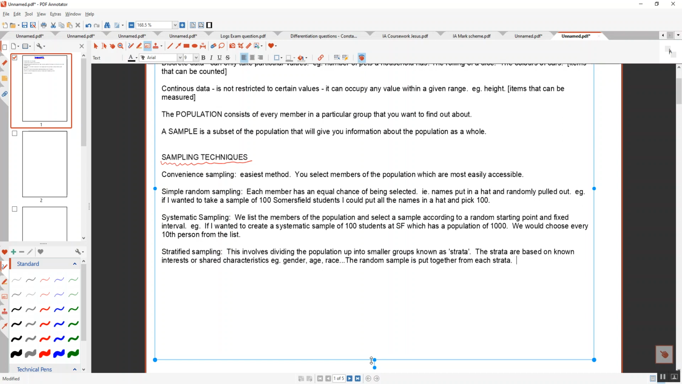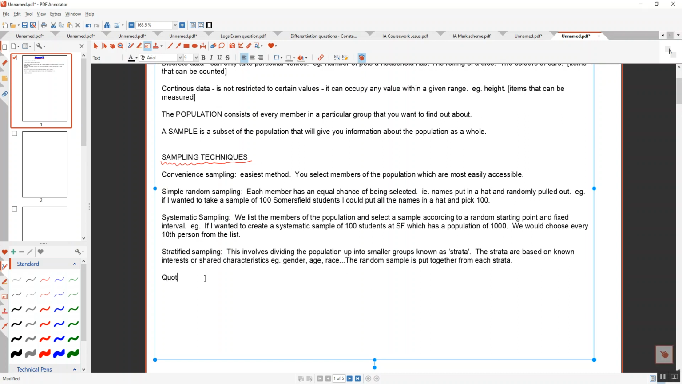So for example, if there was 1,000 students at Summersfield and 200 were male and 800 were female, okay, we would split them up and then we would take an even number from each group, okay, and that way both male and female will be represented properly or fairly. Yep. Then that's used to come to a conclusion. Like say, let's make it even more extreme.